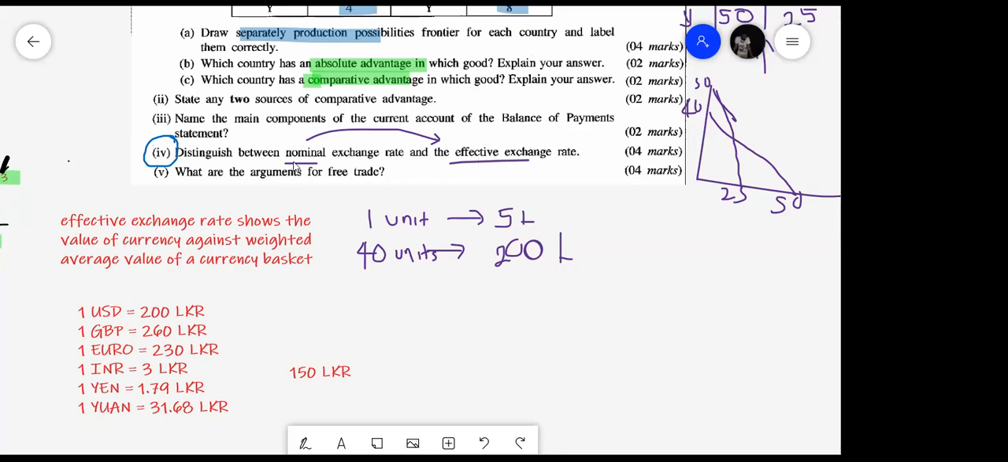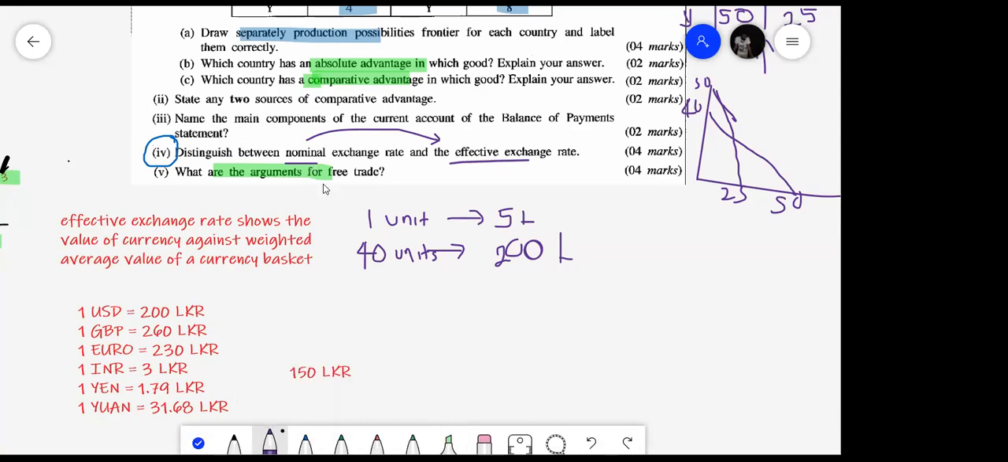Okay, and then this one, the last question: what are the arguments for free trade? Guys, now remember, free trade and protectionism are the opposite of each other, right? Free trade means you're trading without any barriers, no import restrictions, no quotas, nothing, right? Protectionism is the opposite. You put import tariffs, you put quotas, all of that.